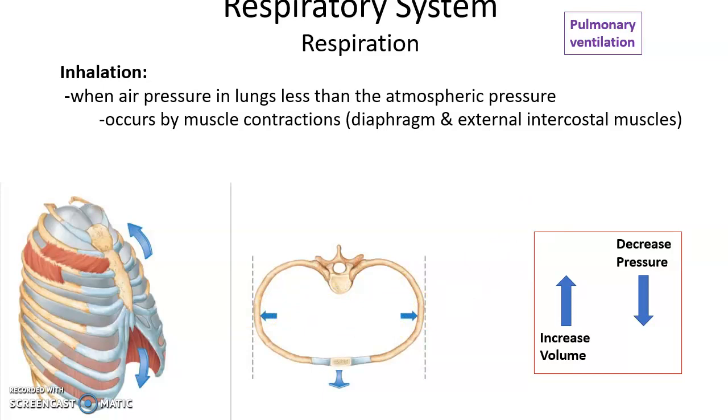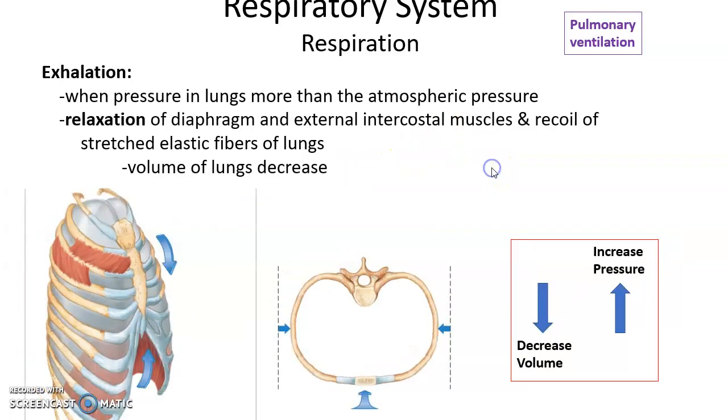If you increase the volume in the lungs, you decrease the pressure. So expand the lungs, increase their volume. It makes space to allow air to go from the outside, from the atmosphere, into the lungs. Inhalation. Critical muscular contractions involved. Then exhalation is the opposite.